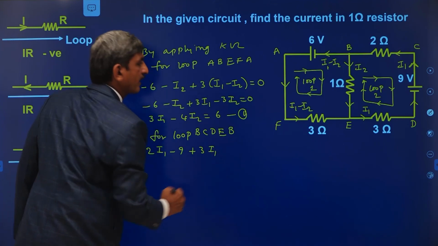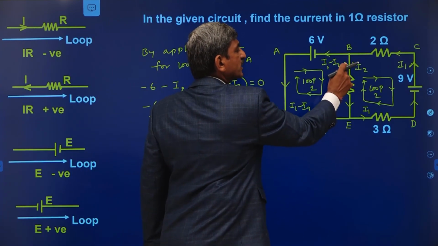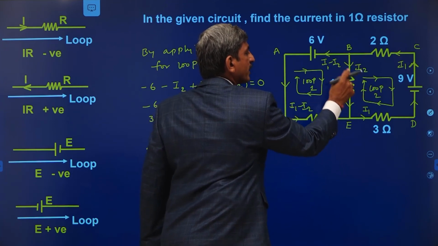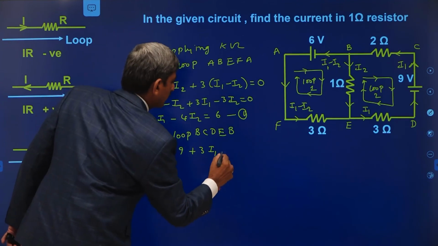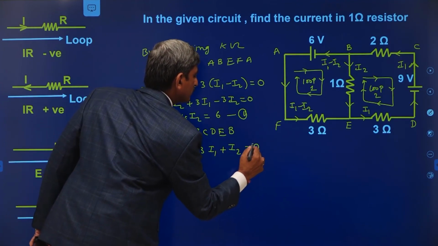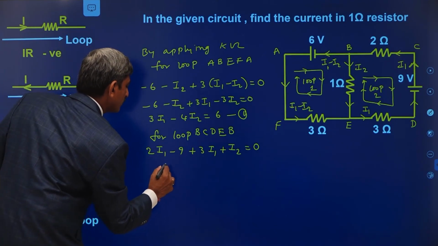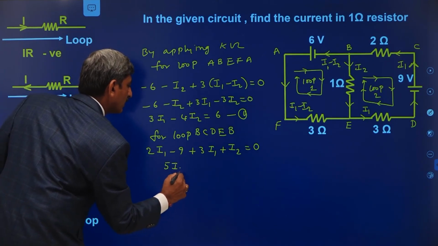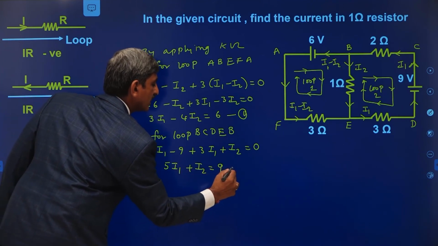3I1. And when we move from E to B, here also the direction of the current and the direction of the loop are opposite, so here also IR is positive, plus I2. This is equal to 0. From this, 2I1 plus 3I1 is equal to 5I1, plus I2 is equal to 9.